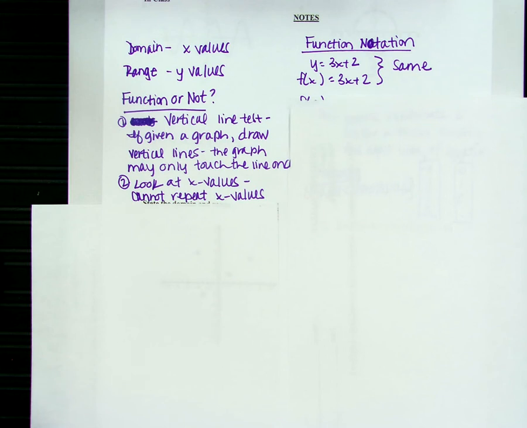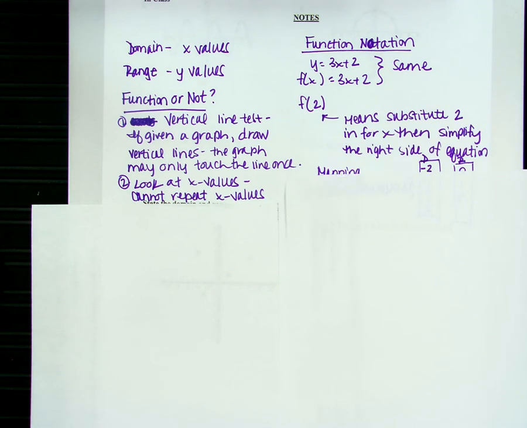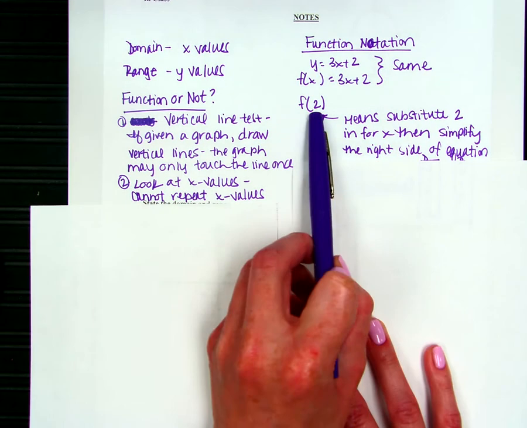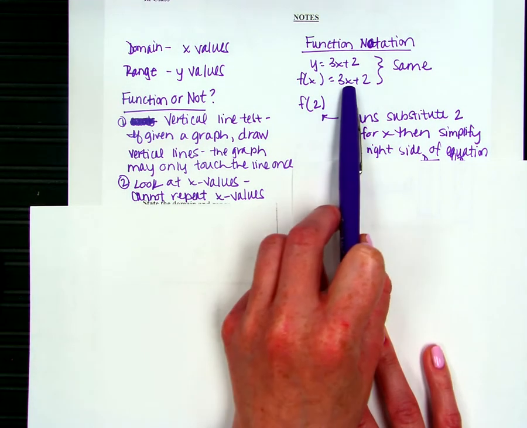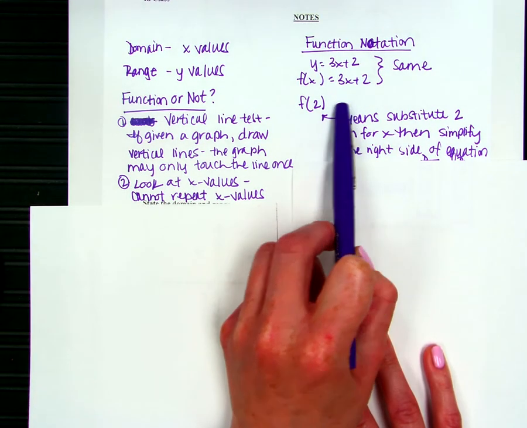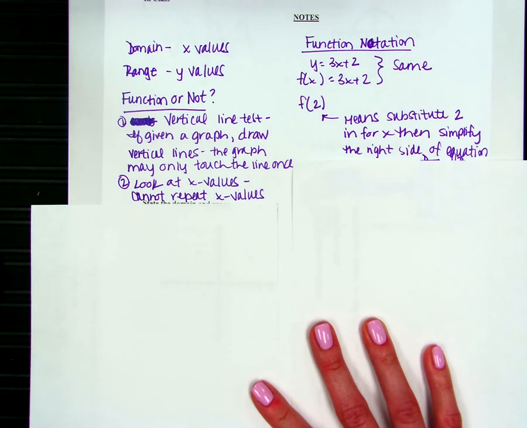When you see something like f of 2, all that means is that you're taking that 2 and substituting it in for the x, and then simplifying on the right side of the equation. So you take this 2 and plug it in here, so then it becomes 3 times 2 plus 2.